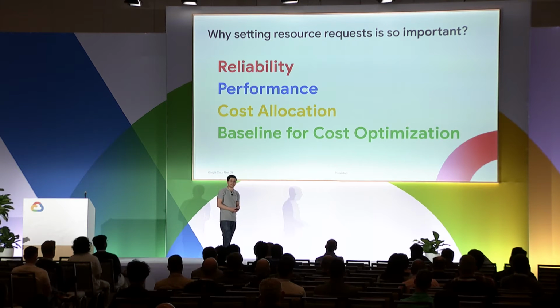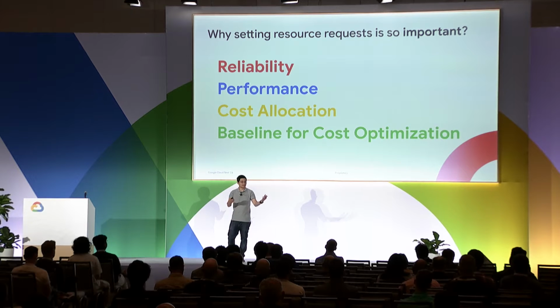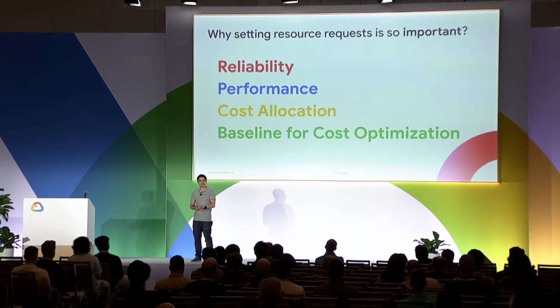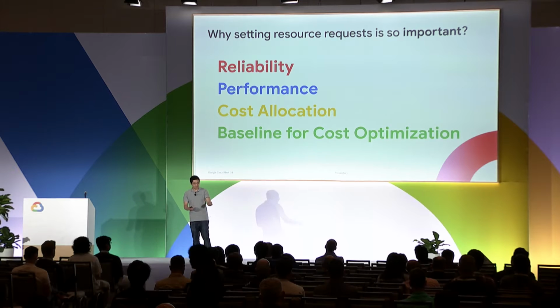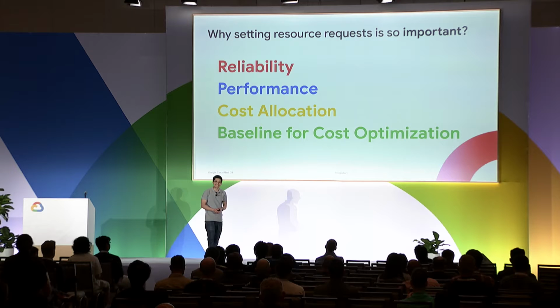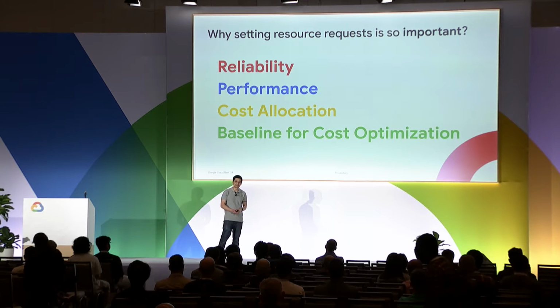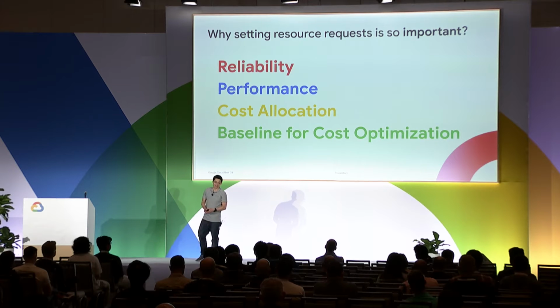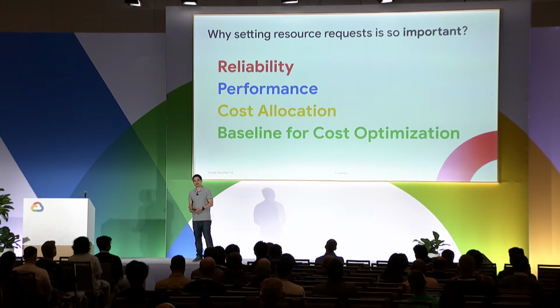As well as potentially, depending on the tools that you use, cost allocation. When looking at how much a workload potentially costs within a namespace for my particular line of business, most tools use resource requests as the ability to track our cost allocation. And overall, as part of what we looked at in the State of Kubernetes Cost Optimization Report, it's the baseline for cost optimization.